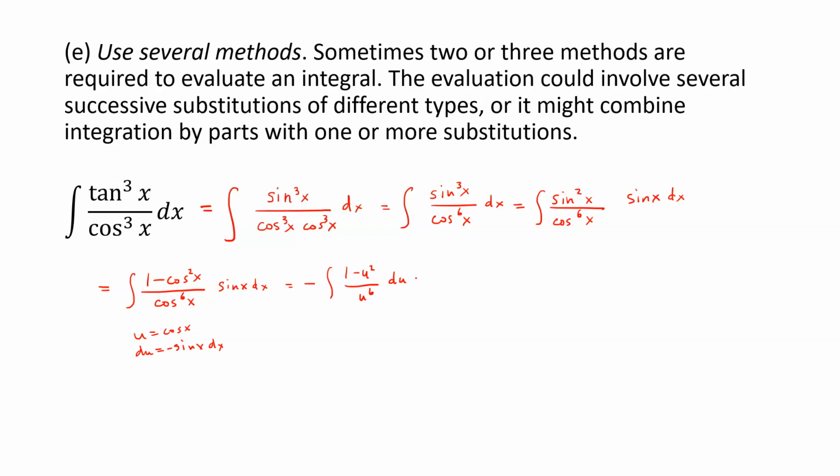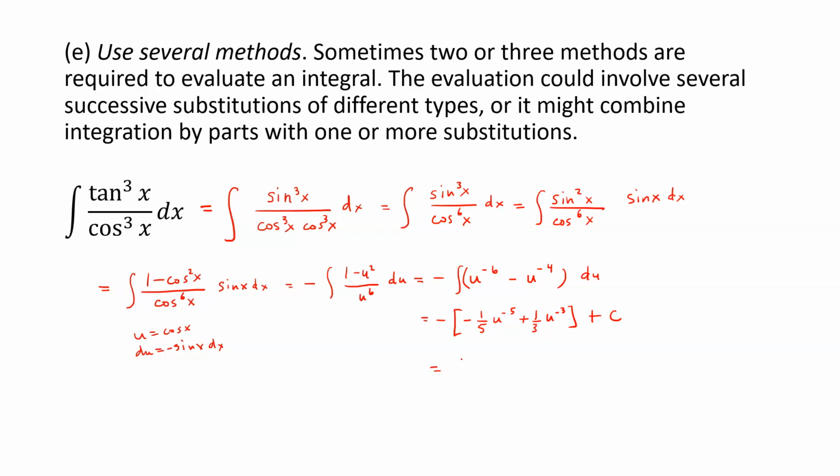I can split up the terms. So 1 over u to the 6th is u to the negative 6, minus u squared over u to the 6th, which would be u to the negative 4. So this integral could be easily done now. Integrating u to the negative 6 gives negative 1 over 5 u to the negative 5. And then this will be negative 1 over 3, so plus 1 over 3 u to the negative 3.